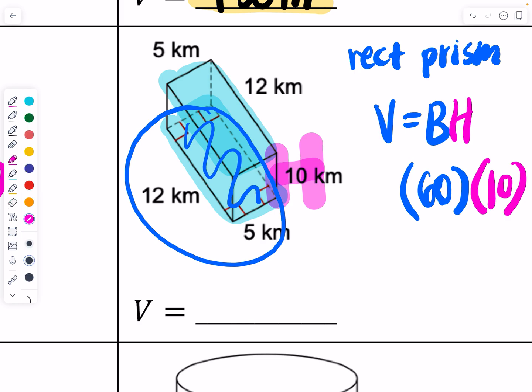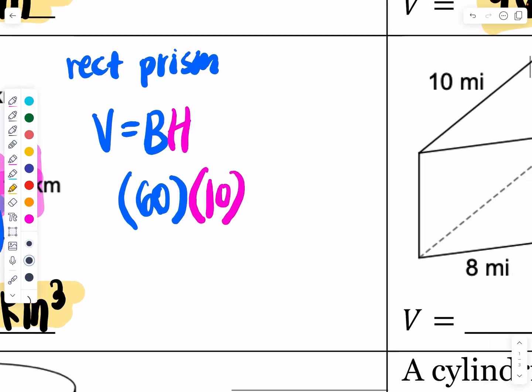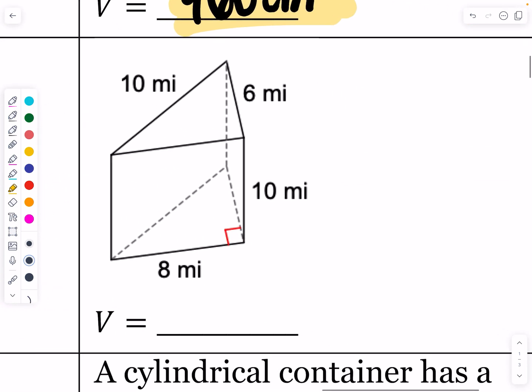So 60 times 10, my dimensions are going to be km cubed, and so that's going to be 600 kilometers cubed of space. All right, then we get to another triangular prism. So slow down when you get to these.